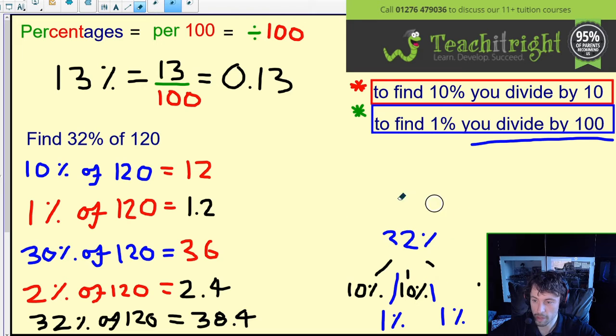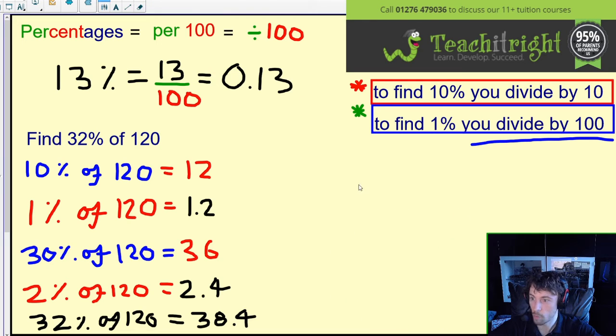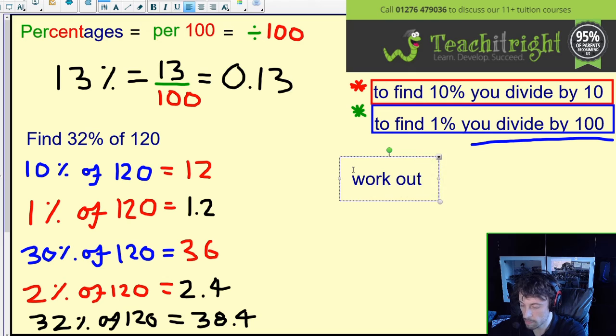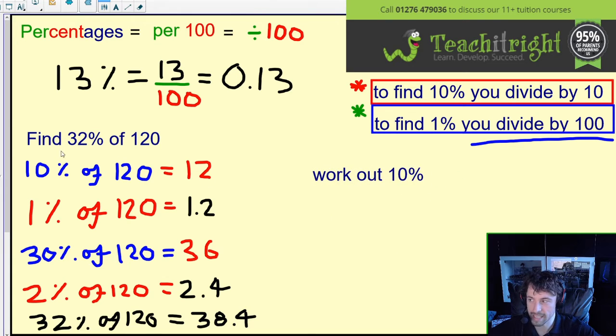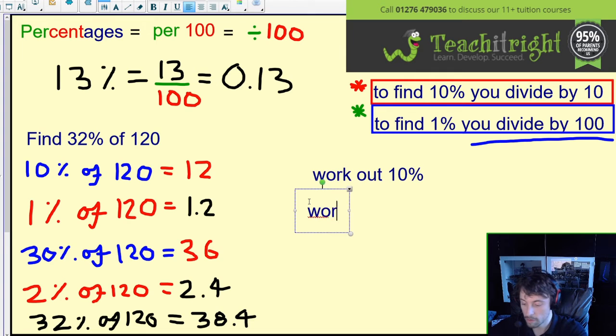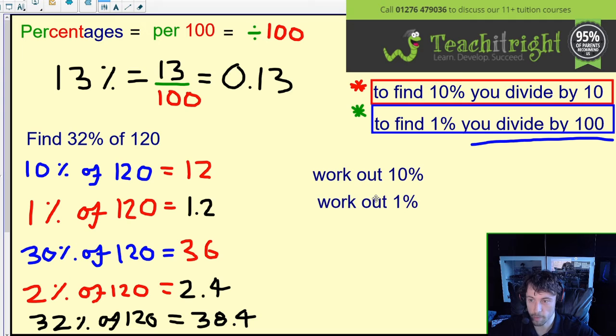To start with, and this is almost always the case, work out 10%. And the reason why is 10% is so malleable. It's really easy to go from 10% to 30%, I just times it by the number I want. It's quite easy to go from 10% to 5% by halving it. Then, if you need to, work out 1%. That's step 1 and step 2.